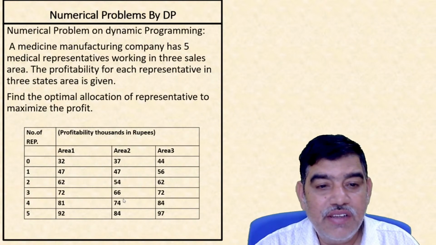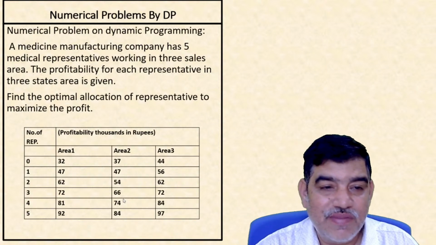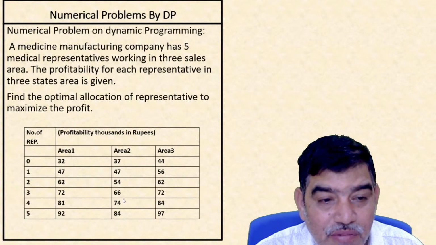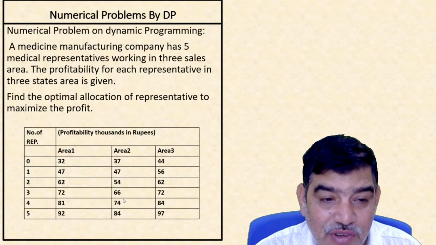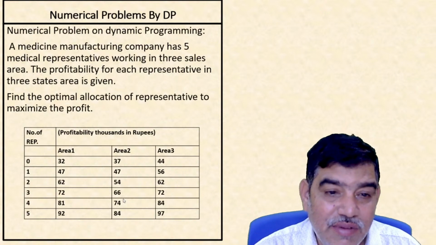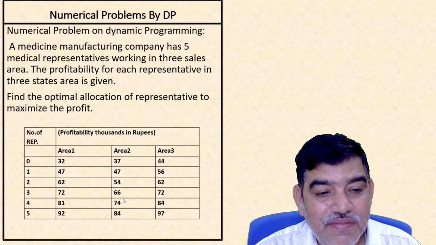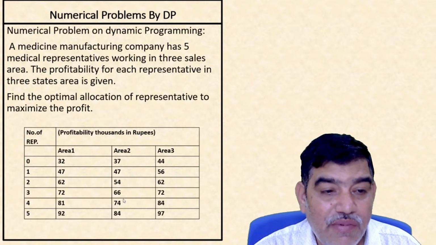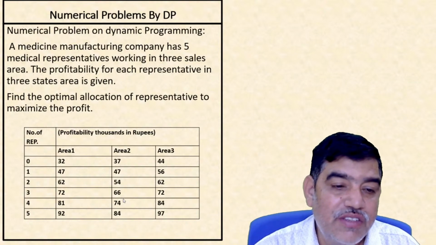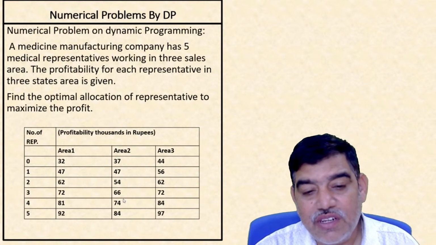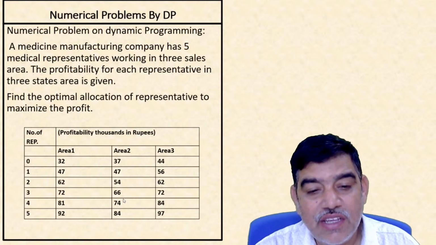And the profitability in thousands is mentioned. Suppose no representative is working in the different areas, what is the profitability? That is 32,000 in area 1, 37,000 in area 2, and 44,000 in area 3. If a total of 5 representatives are working simultaneously in area 1, the profit is 92,000. Similarly for area 2, it is 84,000. Similarly for area 3, it is 97,000.